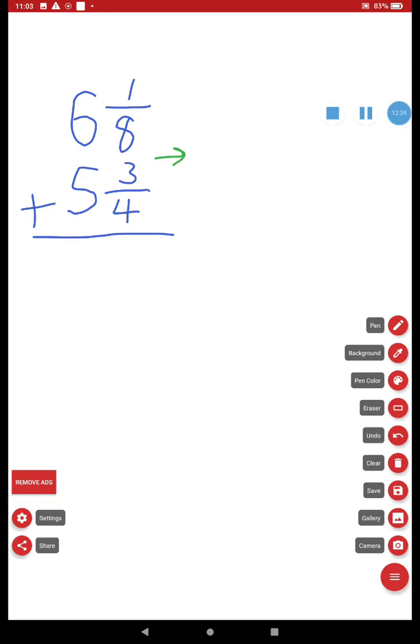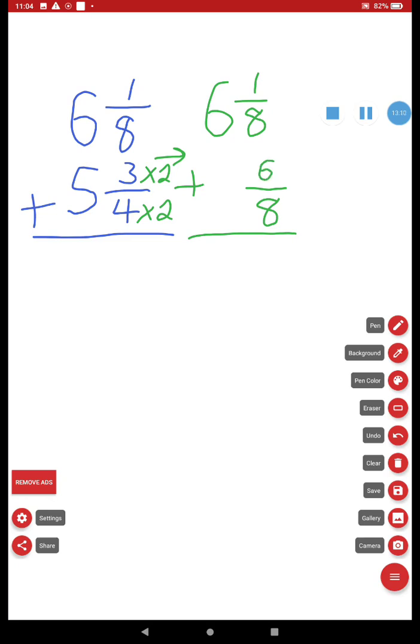Can I change a 4 into an 8? Yes, I can, which means my common denominator is going to be 8. Since it's going to be 8, I can keep 6 and 1/8 when I rewrite the problem. Now I need to change 3/4 into 8s. How do you change a 4 into an 8? 4 times 2 equals 8. Whatever I do to the bottom, I do to the top. 3 times 2 is 6. 5 is my whole number, that stays the same.